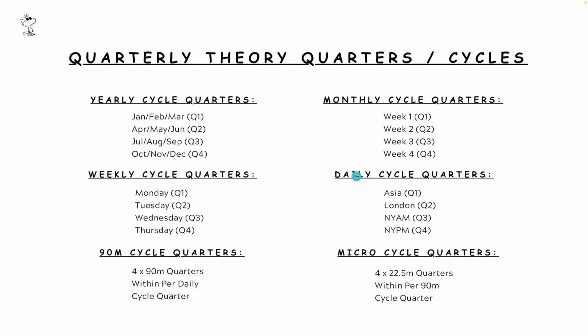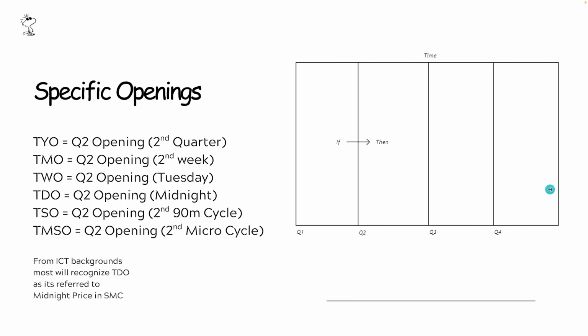We can reference back: the daily cycle's second opening would be London. That's midnight opening price. In ICT or smart money concept backgrounds, everybody understands this as midnight opening price, which in reference is a key opening, but in time aspect is a true opening.